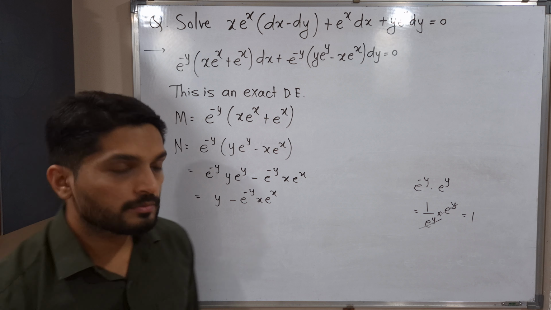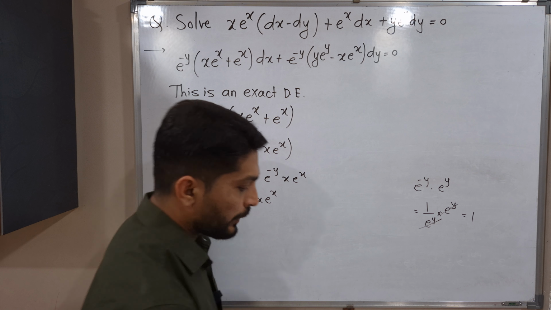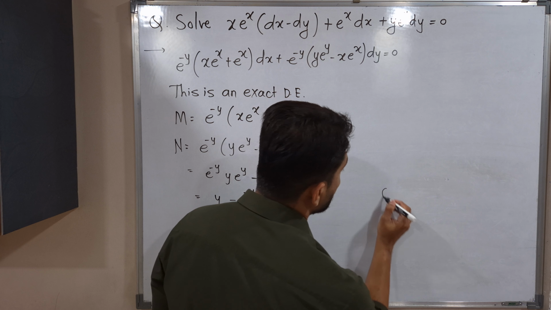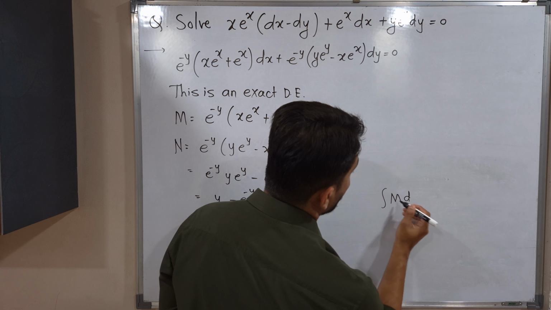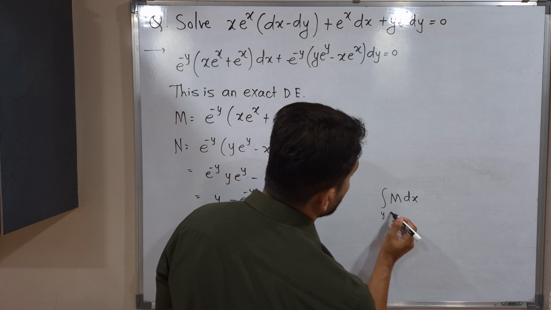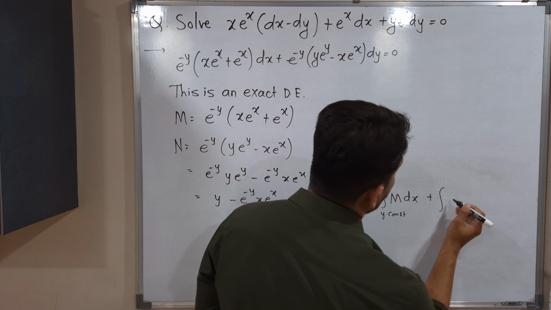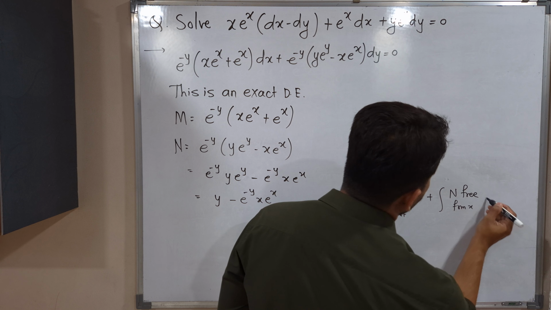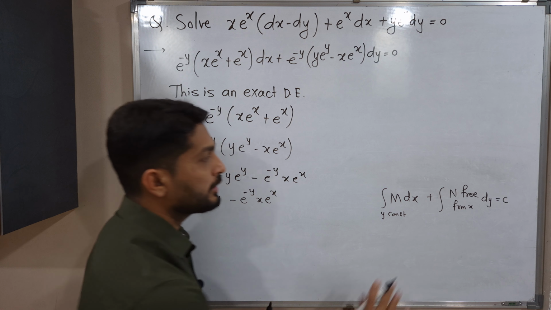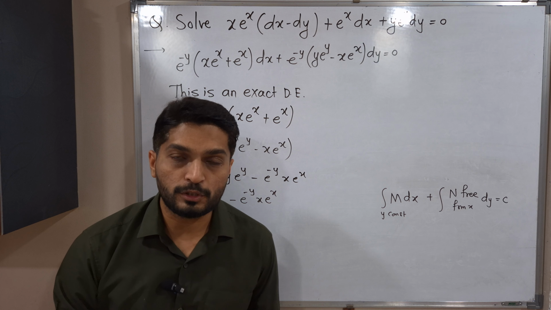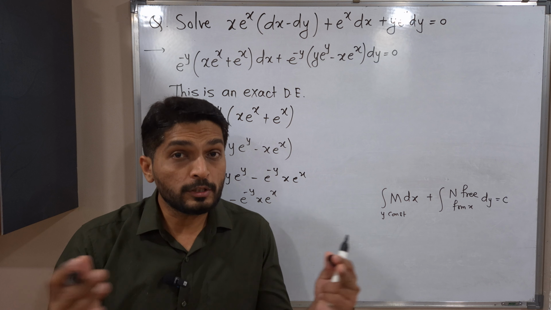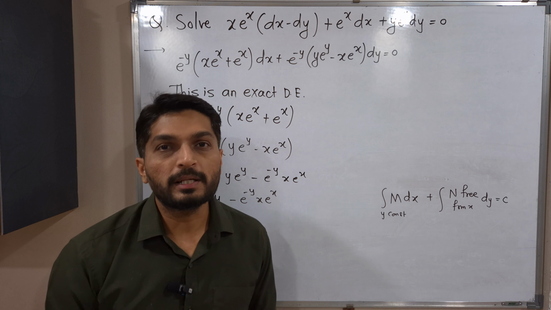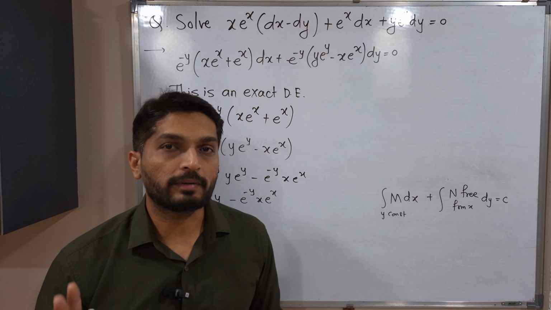So let us find its solution now. The solution is quite simple. The solution of an exact differential equation is the integration of m dx, treating y constant, plus the integration of the terms in n free from x dy, is equal to c. That will be the solution. That means the solution of an exact differential equation is simply the addition of these two integrals. It is difficult to solve two integrations simultaneously, so I will solve one by one and then we will find the answer.